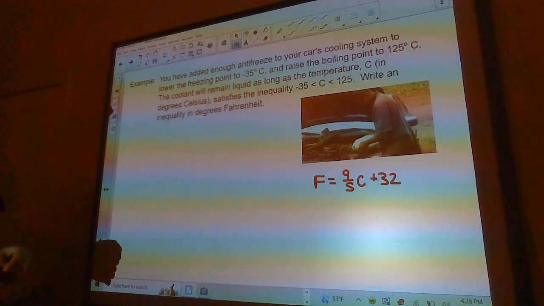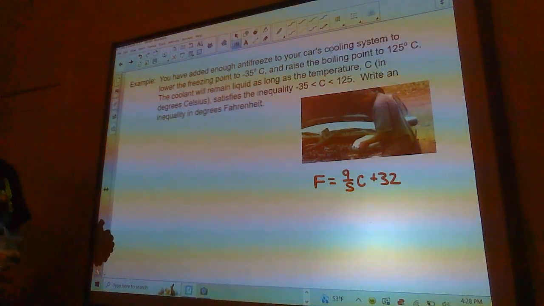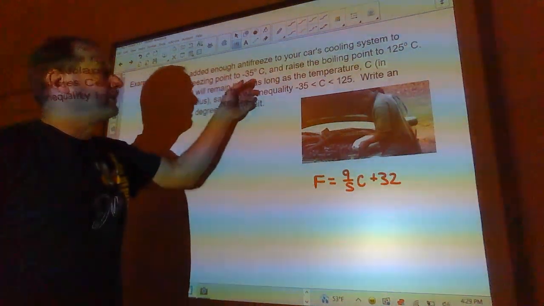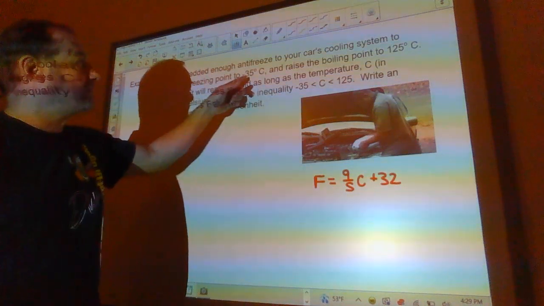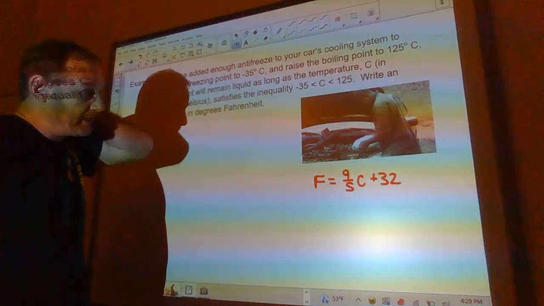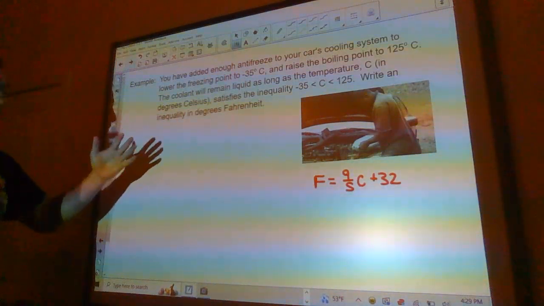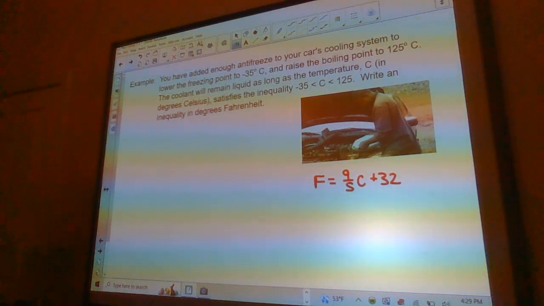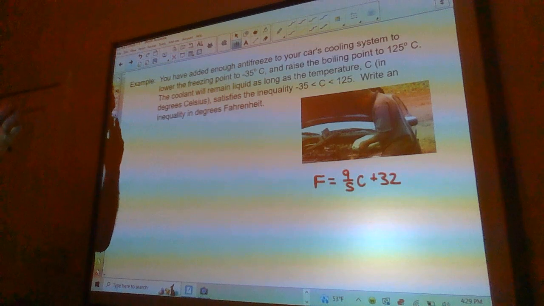Okay, you've added enough antifreeze to your car's cooling system to lower the freezing point to -35 degrees Celsius and raise the boiling point to 125 degrees Celsius. Now, normally, if you just have water in your radiator, that'd be 0 on this end. Or I'm sorry, it'd be 32 degrees Fahrenheit, but it'd be 0 Celsius. And it'd be 100 degrees Celsius on the boiling end. So you've expanded the range there a little bit. The coolant will remain liquid as long as the temperature C in degrees Celsius satisfies the inequality -35 is less than C is less than 125. Write an inequality in degrees Fahrenheit.